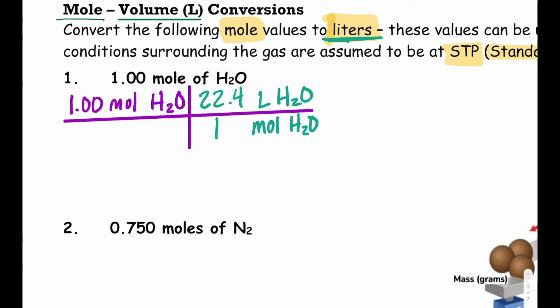So we don't really need a calculator to do this math. It's quite simple, right? 1 times 22.4 is 22.4 divided by 1. It's the same thing. So just know to cancel out your labels, moles of water and moles of water cancel. You multiply across. We need 3 significant digits in our final answer because we're given 3 to start with. So 1.00 times 22.4 is simply 22.4 liters of water.